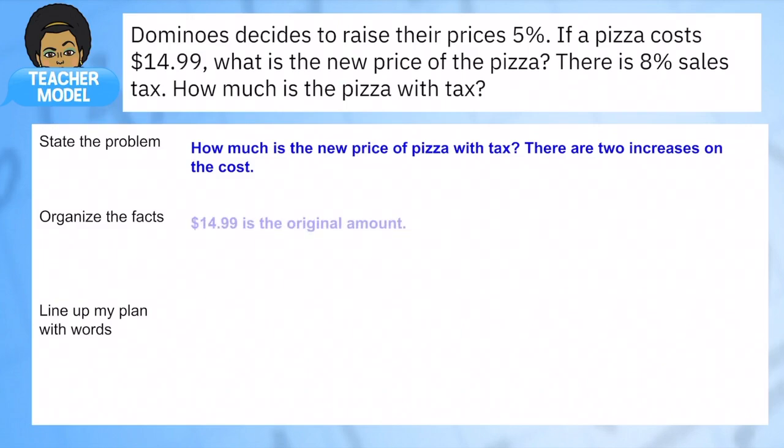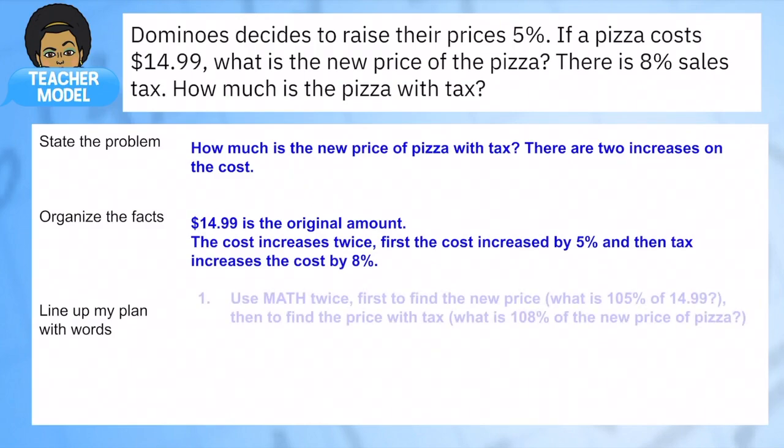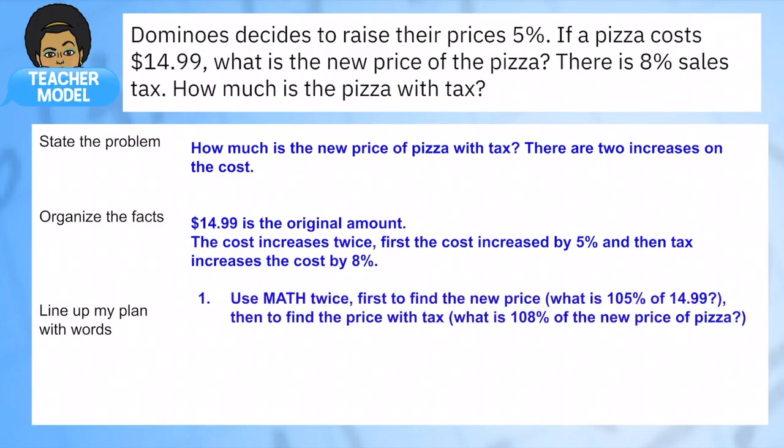So what do we know? We know the original amount, and we know there are 2 increases happening. So here's the difference. I'm going to try and highlight it in the plan. The first one is I'm going to use math twice. First, I want to find out the new price. So before, remember how in the last problem we found the tip separately, like what is 15%, and then added it on. Here we're going to do it in one step, because I want to know what the new price is. So I don't want to know how much it went up.